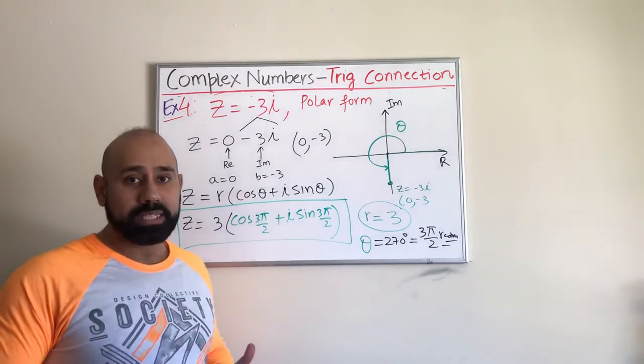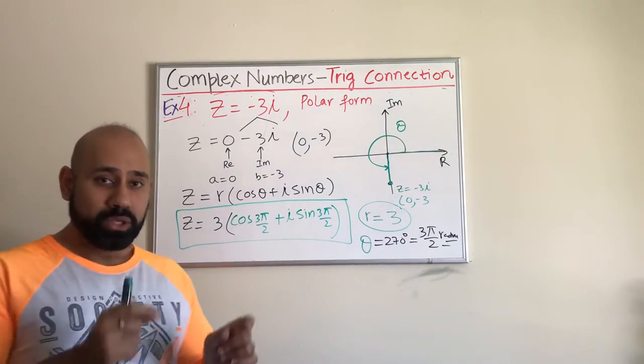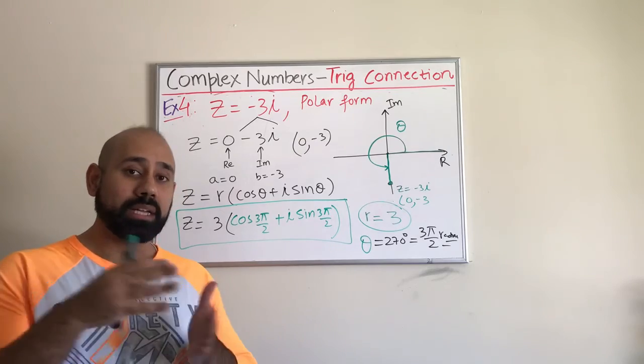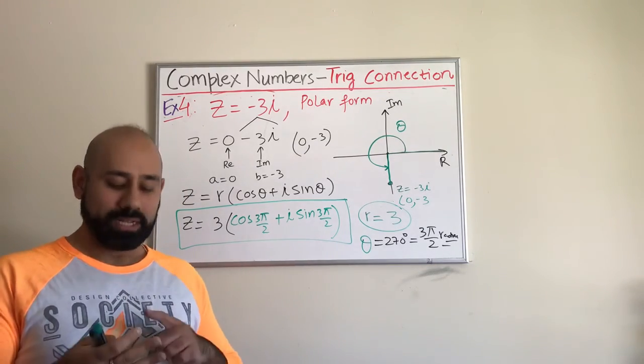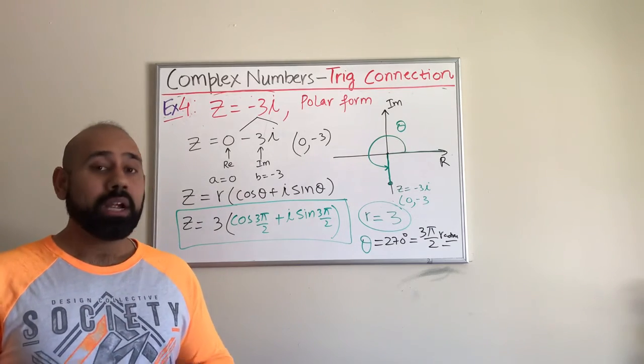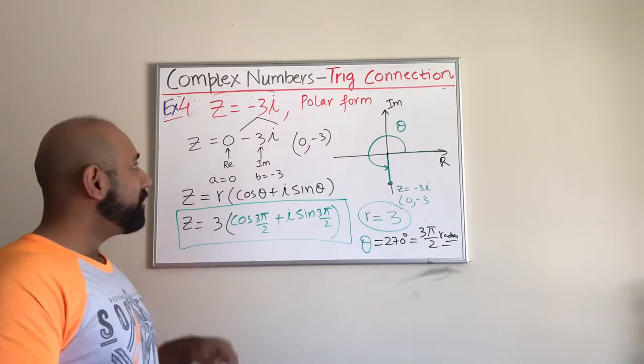So pretty basic, guys. For all of these 4 examples that I have done here, the key is to write or rewrite them with a real and imaginary part, then plot that complex number. Once you plot it, then you can see how to find the value for r and how to find that angle. Once you have the angle and the r, you bring it all together and you write the polar or the trig form.